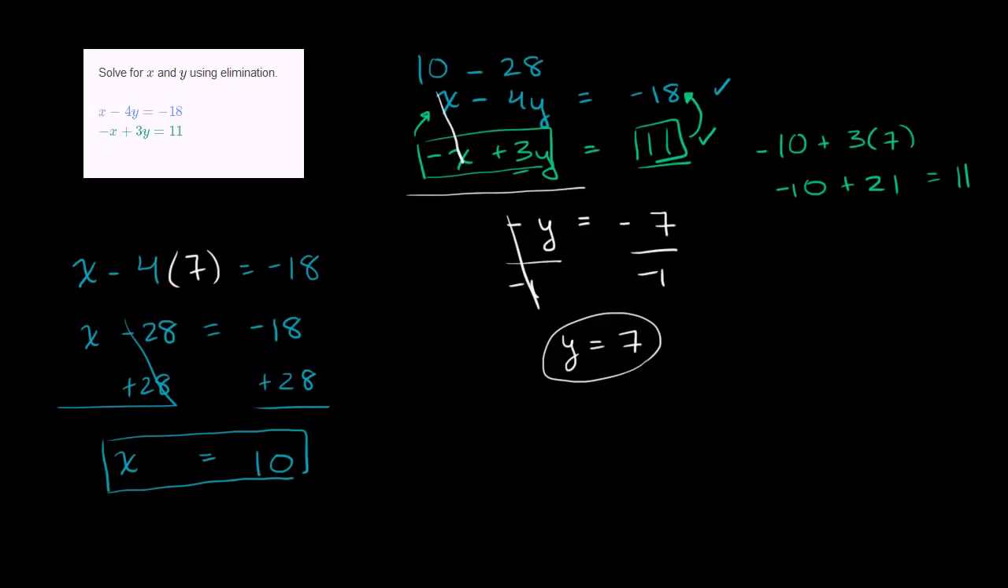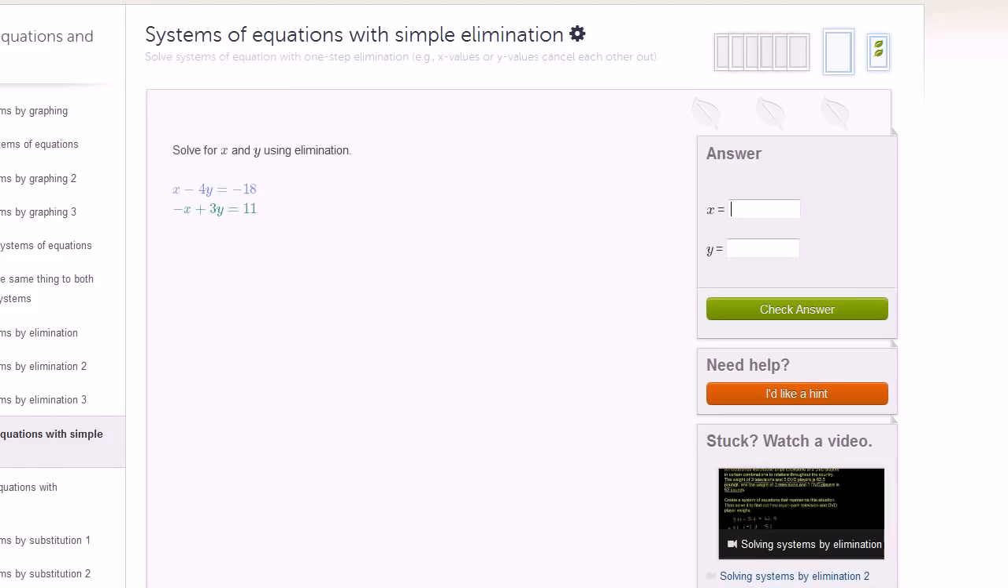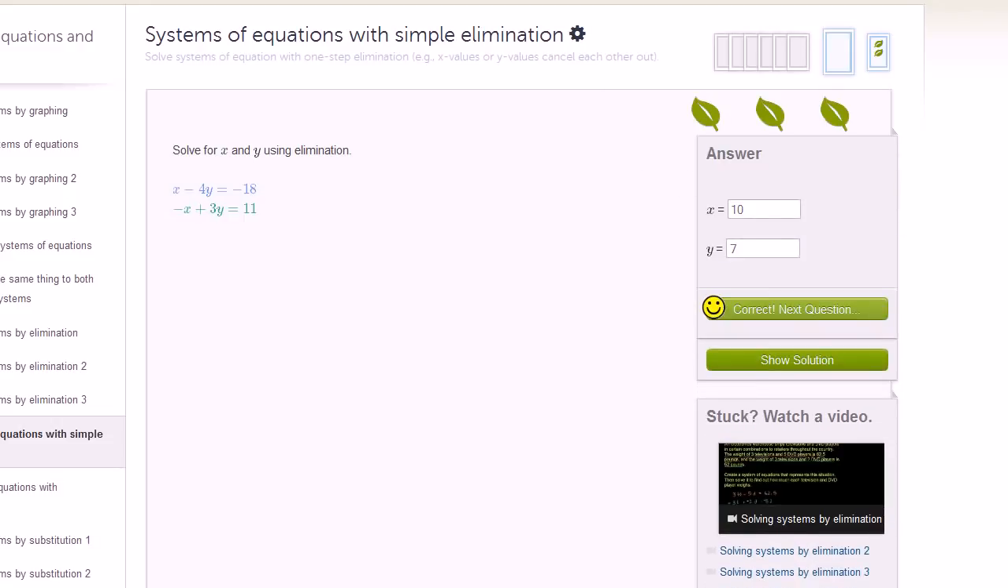So now let's check our answer on the little exercise engine. So we have y is equal to 7, x is equal to 10. So we have x is equal to 10, and y is equal to 7. Check our answer, and we got it right. We're ready to do some more cupcake planning with the king.